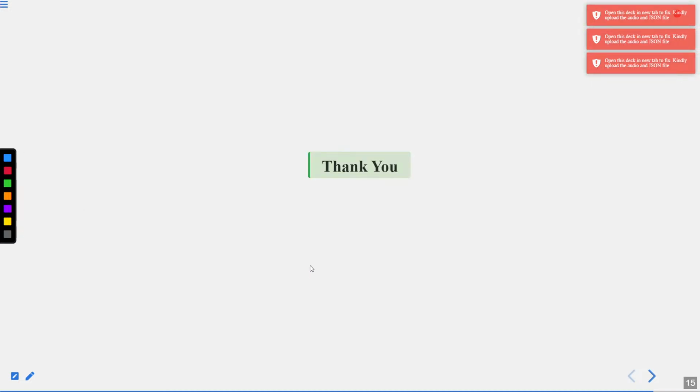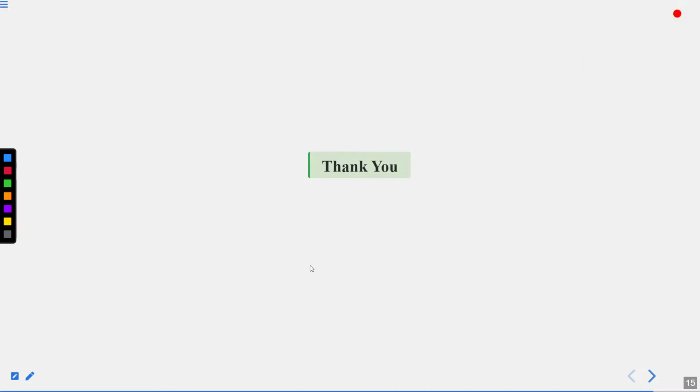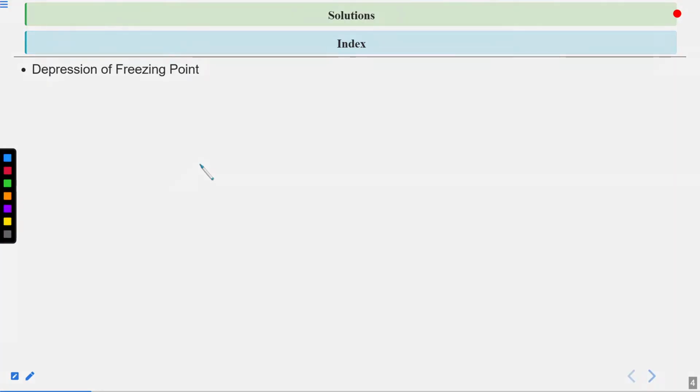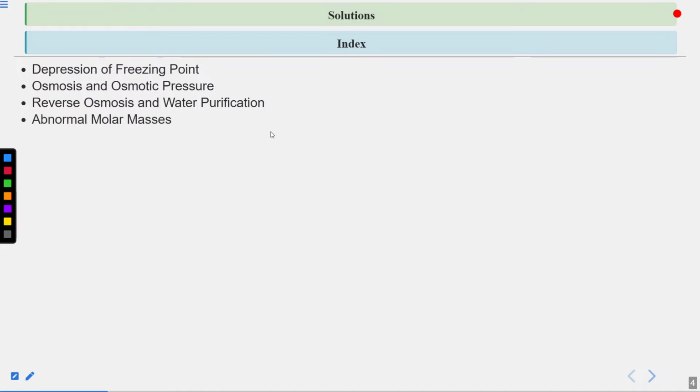Now we have completed two colligative properties. Two colligative properties are still left, so just wait for a while. We will get back to those two properties. The next ones are the depression in freezing point, osmosis and osmotic pressure, reverse osmosis and water purification, abnormal molar masses, some examples related to it, and lastly in-text questions.